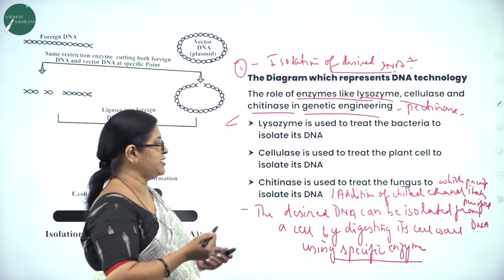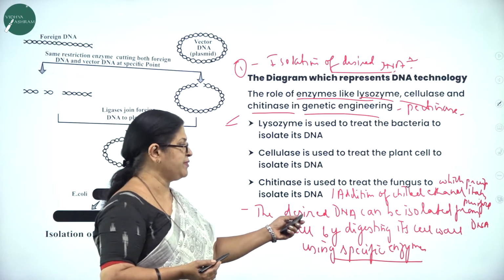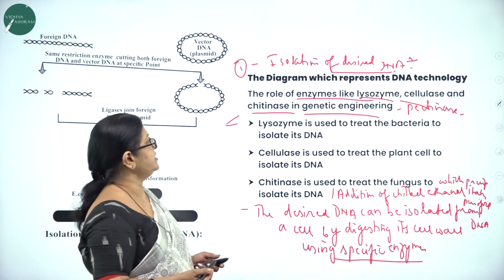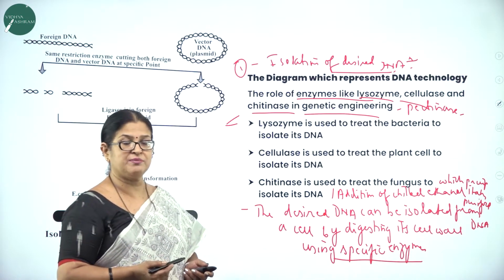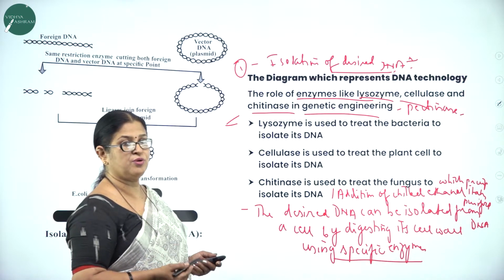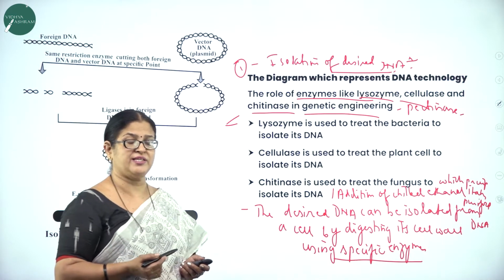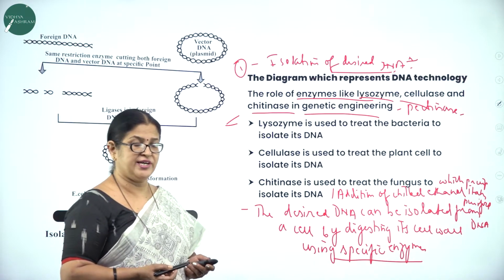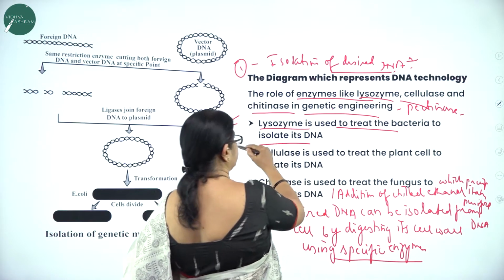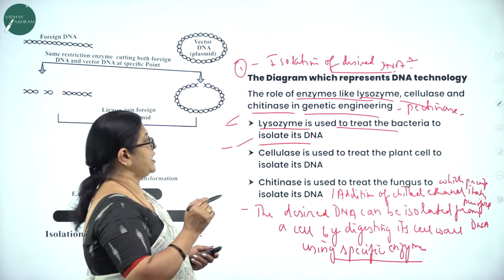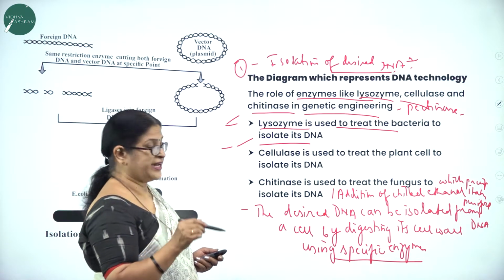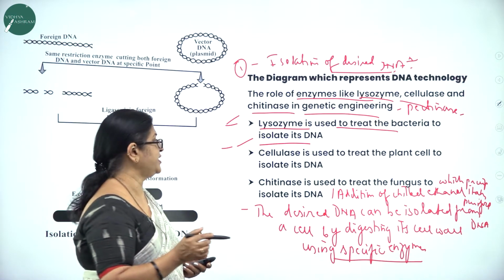So the role of enzymes. The desired gene can be isolated from a cell by digesting its cell wall using specific enzymes. What are all the enzymes utilized for the isolation of the desired DNA? Lysozyme, cellulase, chitinase, pectinase. All these are enzymes quite commonly used in genetic engineering. Then lysozyme is used to treat the bacteria to isolate its DNA. Lysozyme is also one such specific enzyme used to treat the bacteria to isolate its DNA.